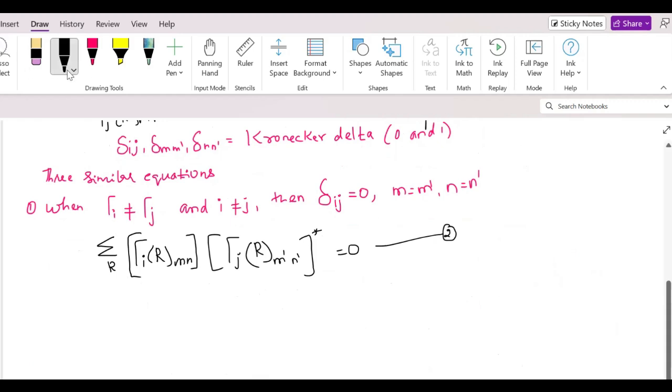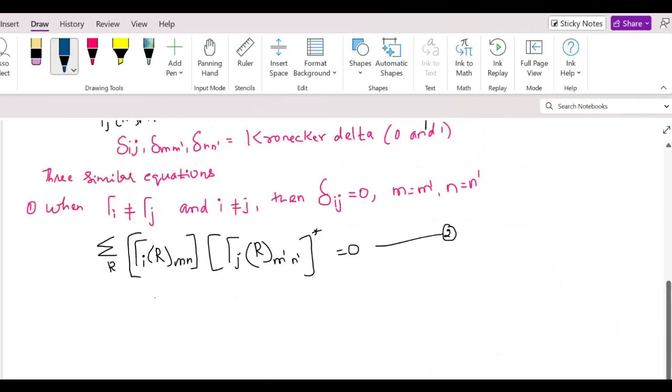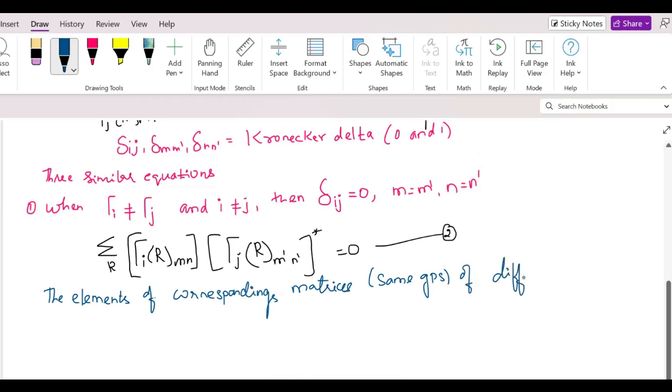So here, what does it mean? The elements of corresponding matrices. Corresponding matrices means here in this case belonging to the same group, means the matrices belonging to the same groups of different irreducible representation. Irreducible representations are orthogonal.